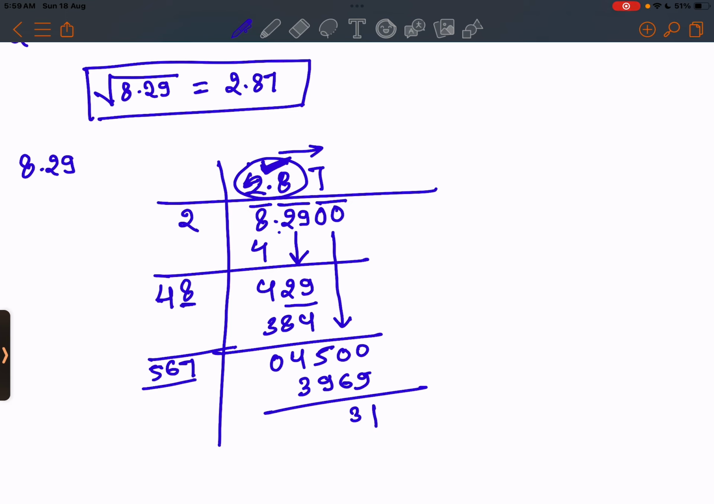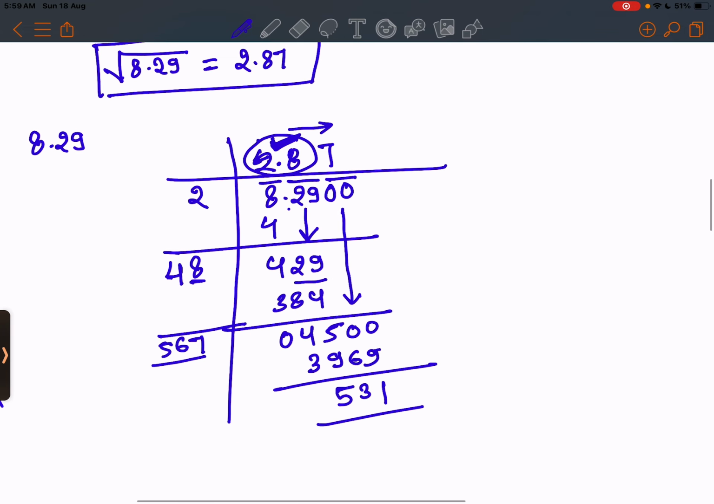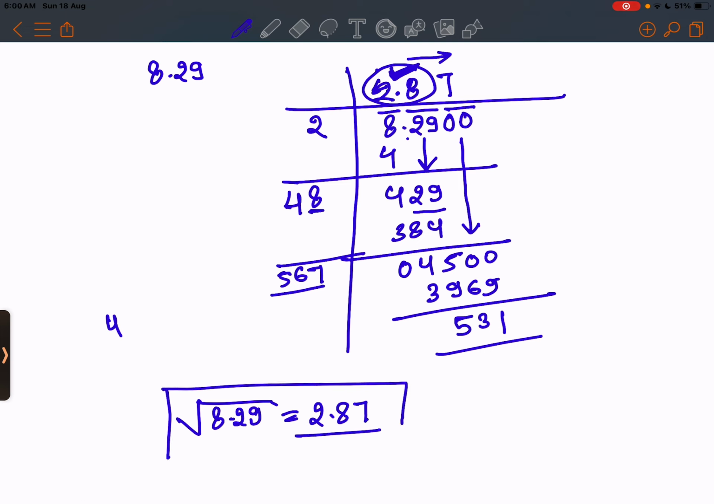9 - 6 is 3 and 14 - 9 is 5. So that would be the remainder, and the square root of 8.29 would be 2.87 up to 2 places of the decimal. So this will be the answer.